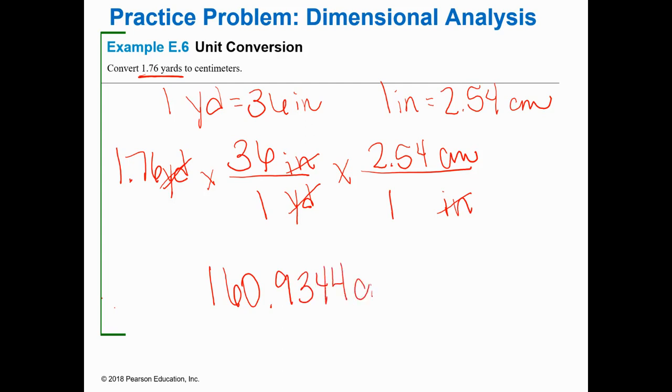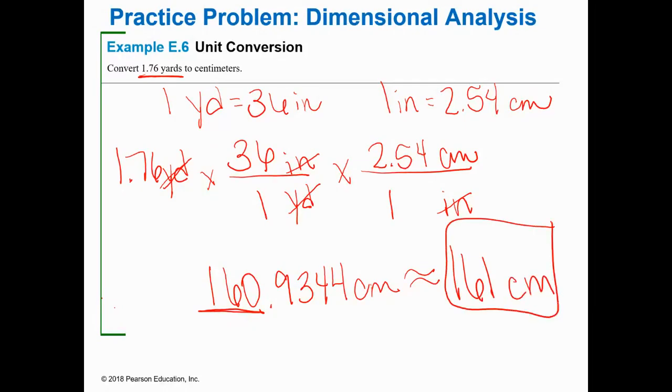160.9344 centimeters. If you chose to write this, I call this calculator vomit because you wrote every single number the calculator wrote down or told you. That's not what we want. We want to pay attention to sig figs. So our given has 3, so we're paying attention to only 3. So our answer is going to be 161 centimeters. Don't forget your units. Units are super, super, super important.